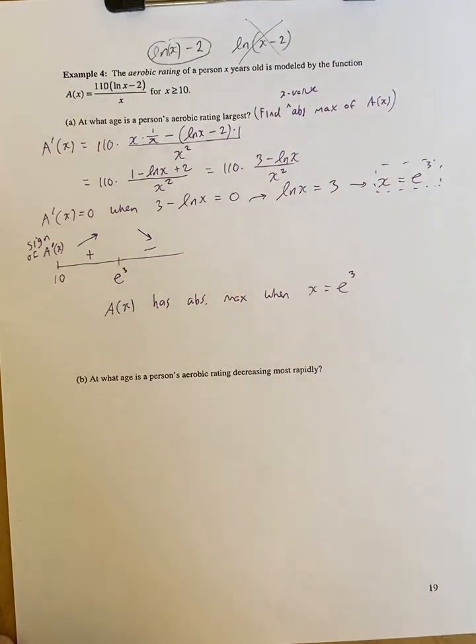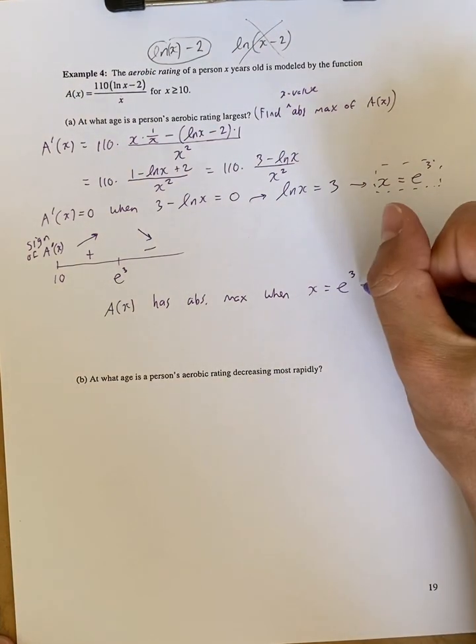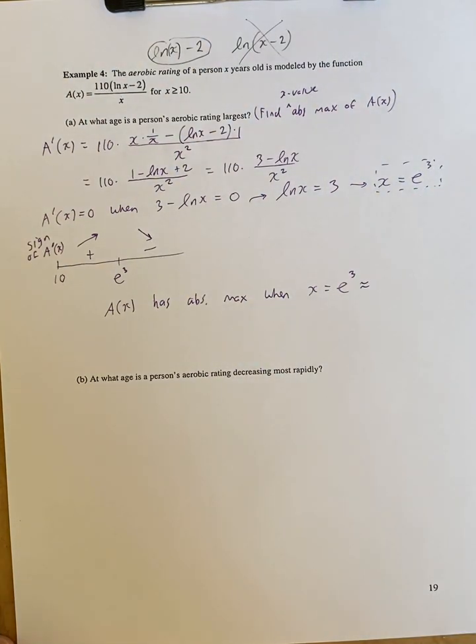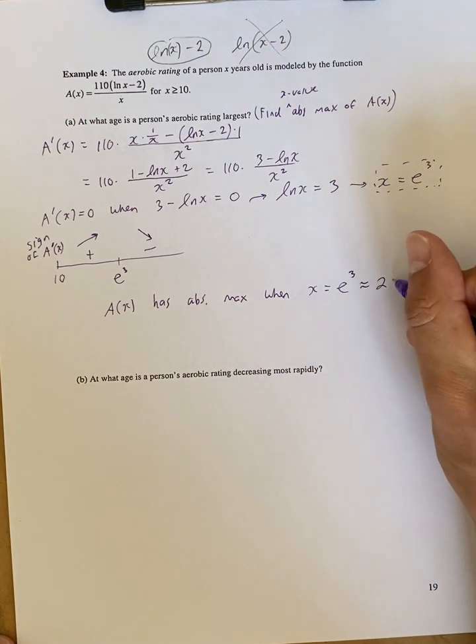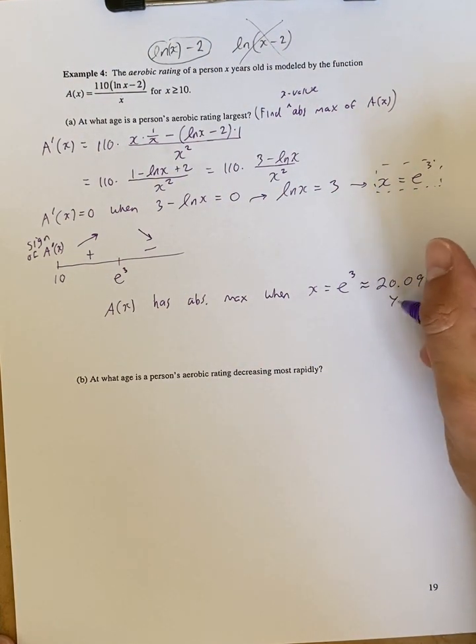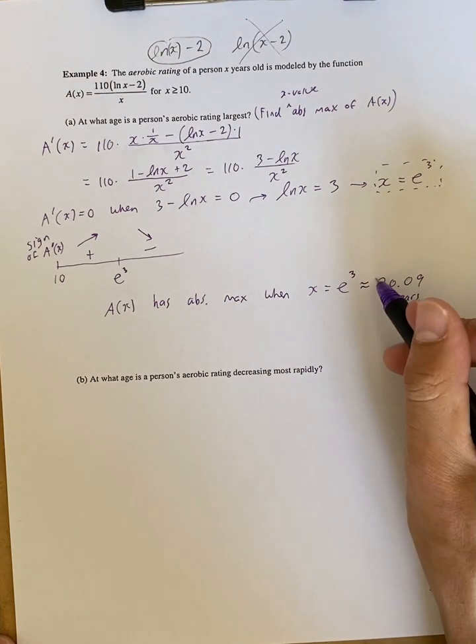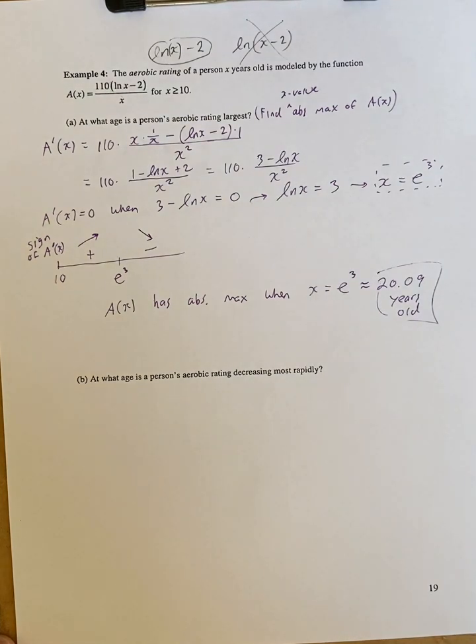And so for practical terms, we don't talk about a person being e cubed years old. We would get a decimal for that. And again, if you do e cubed on your calculator, it comes out a little more than 20. So according to this model, an average person's aerobic rating peaks at this age.